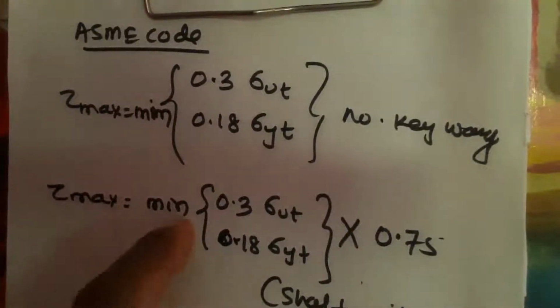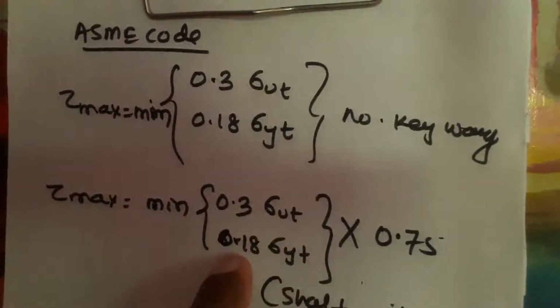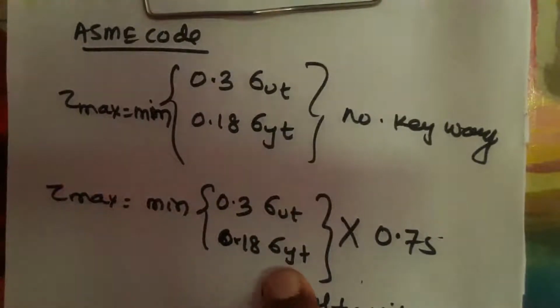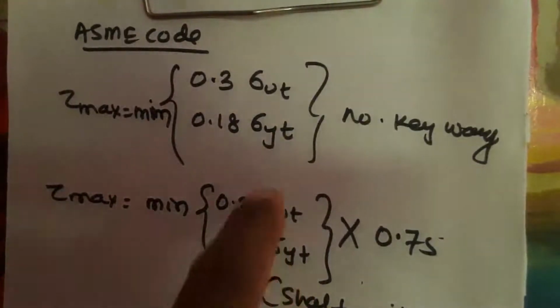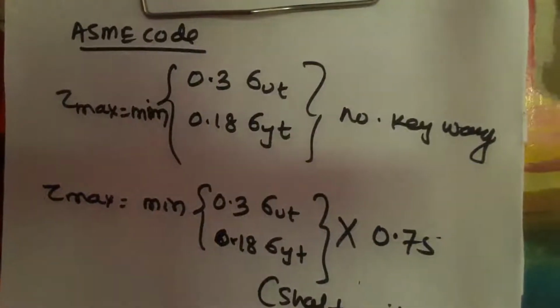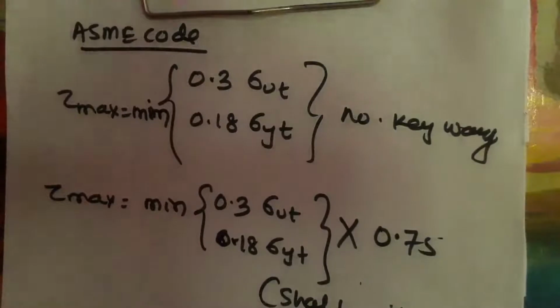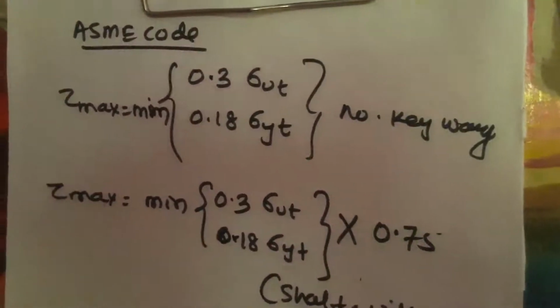That means it will be the minimum of these two values, that is 0.3 into sigma u ultimate, or 18% of the yield strength, whichever is the minimum. Out of that, this is multiplied by 75%, that is 0.75, if the shaft contains a keyway. So that is how the recommendation from ASME is given for limiting the maximum shear stress in the shaft because of any kind of loading, because of the combined loading.